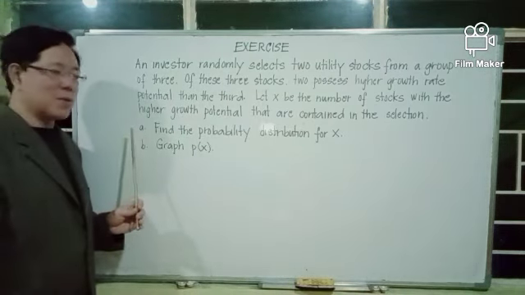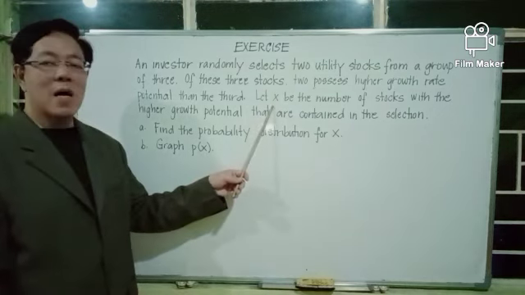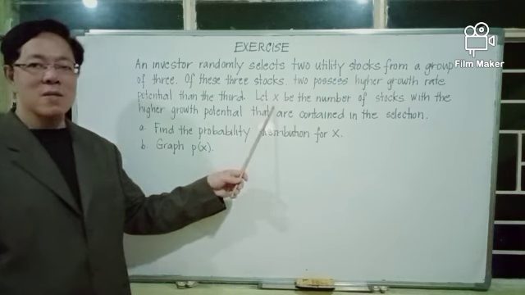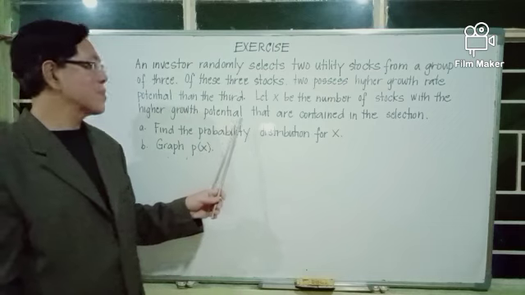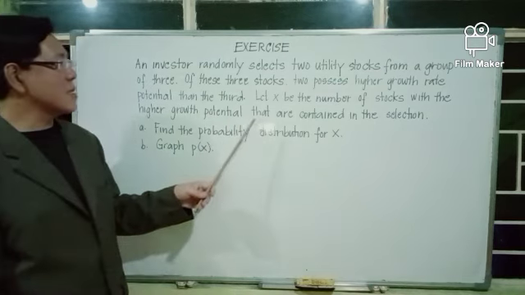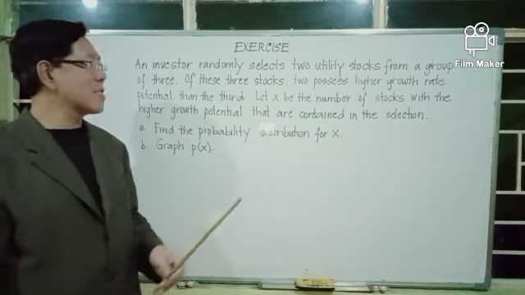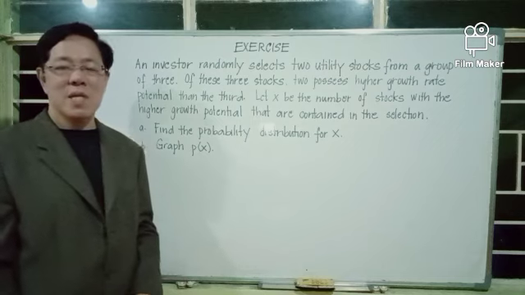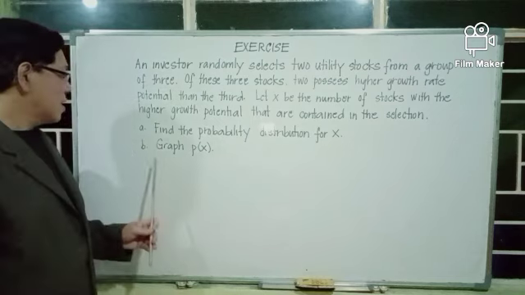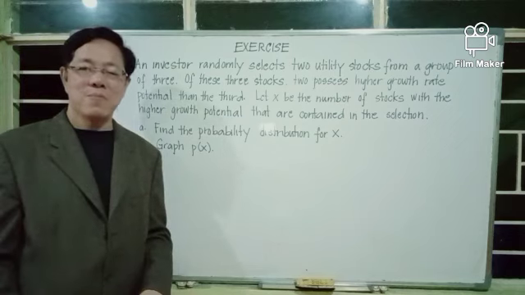A, this is what you will do. Find the probability distribution for x, where x is the number of stocks with higher growth potential that are contained in the selection. And the investor will randomly select 2 stocks from 3 utility stocks. And letter B, graph P of x. That means you draw the probability histogram.